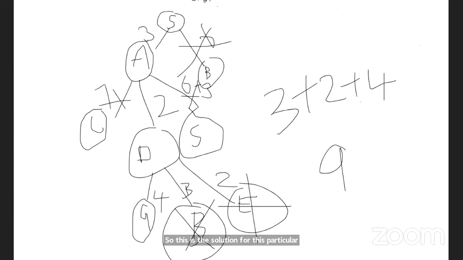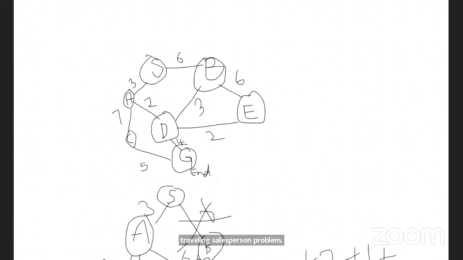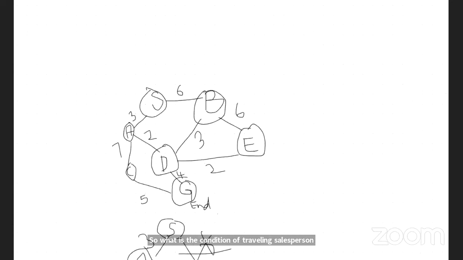So what is the condition of the traveling salesperson problem? You need to go with minimum cost, and this is the optimal solution by using least cost branch and bound, LC B and B under the name.